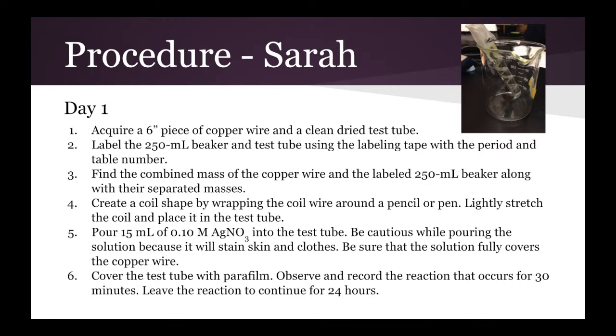Pour 15 milliliters of 0.10 molar silver nitrate into the test tube. Be cautious while pouring the solution because it will stain skin and clothes. Be sure that the solution fully covers the copper wire. Cover the test tube with parafilm. Observe and record the reaction that occurs for 30 minutes. Leave the reaction to continue for 24 hours.